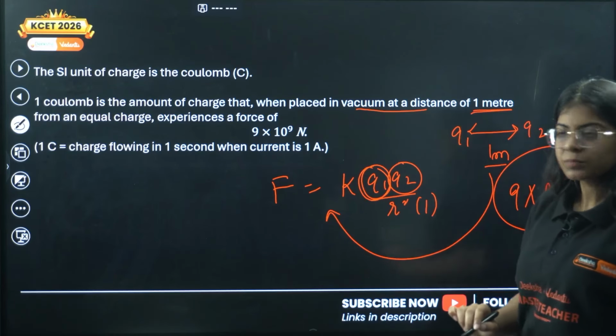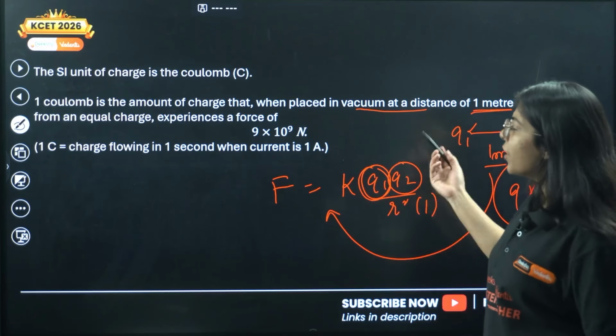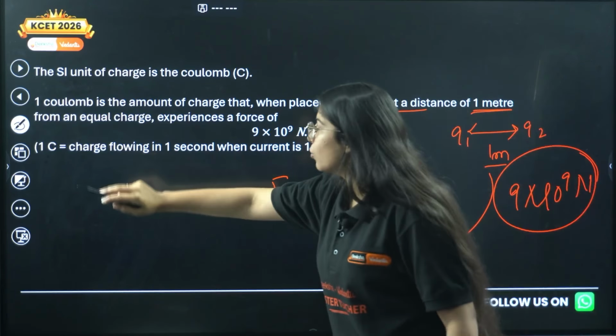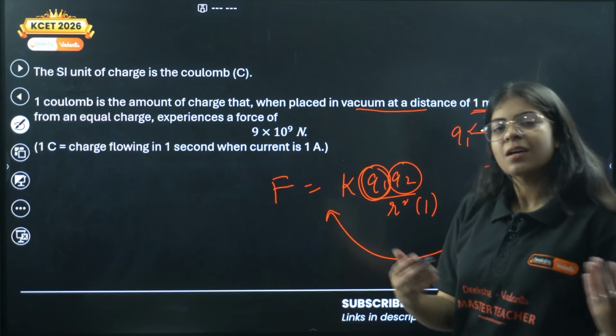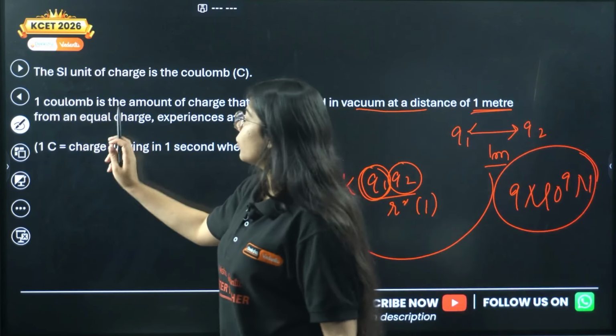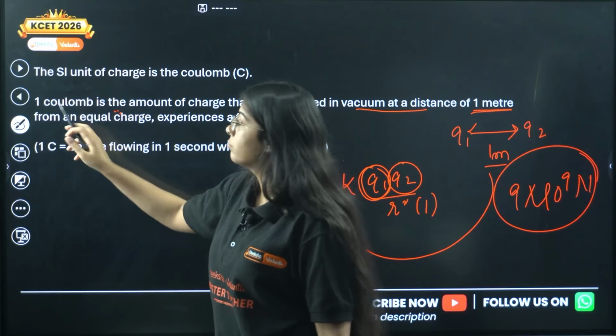Makes sense, correct? And we also know from 10th that 1 Coulomb of charge flows in 1 second when the current is 1 ampere. But you need to write this because you are in PU2 now.